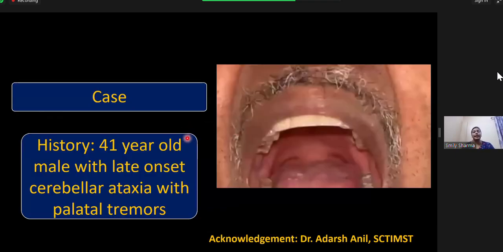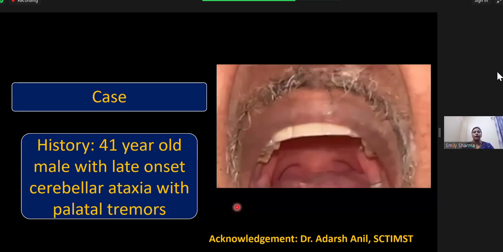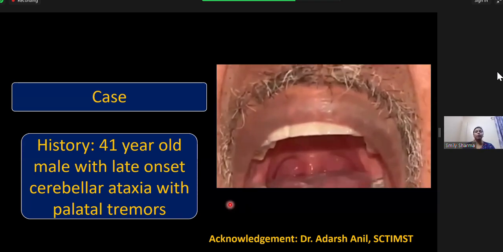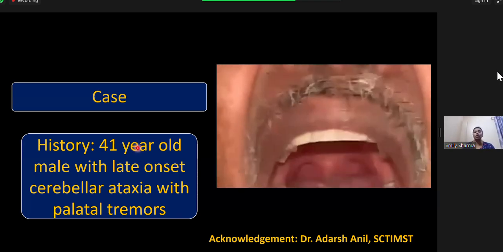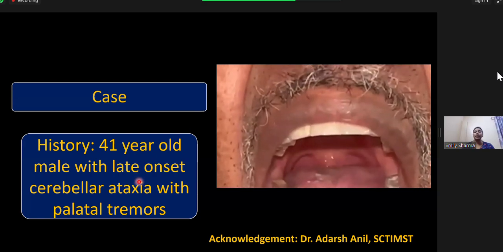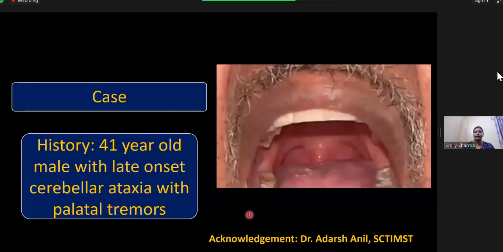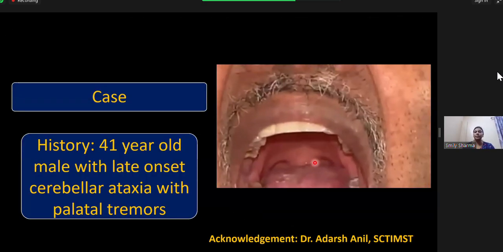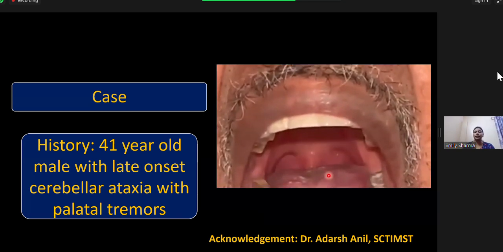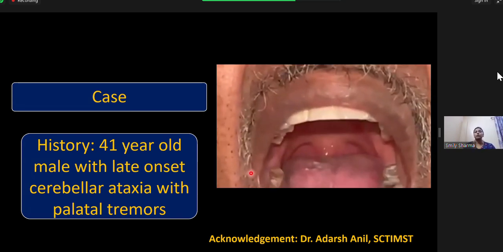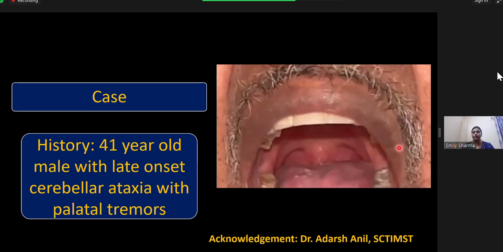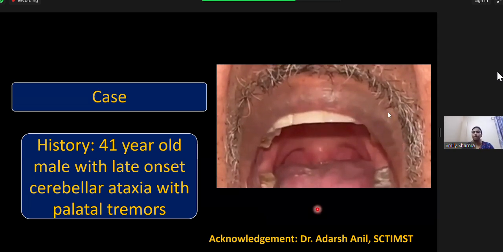So this is the next case. First we have discussed a typical case of Alexander's disease. This video was taken by one of my colleagues at my institute. This patient, a 41-year-old male, presented with late onset cerebellar ataxia with these characteristic tremors. These are palatal tremors. So this is again a very important clinical clue for the diagnosis. So anyone can, yes.